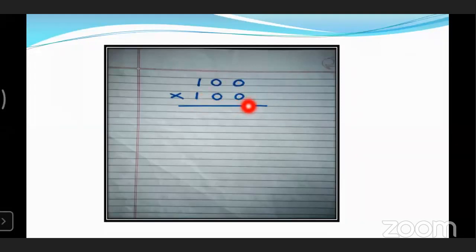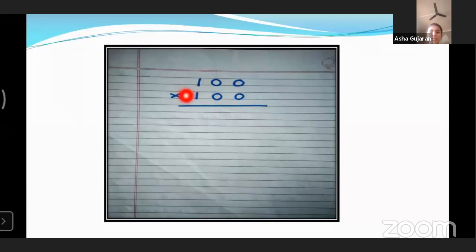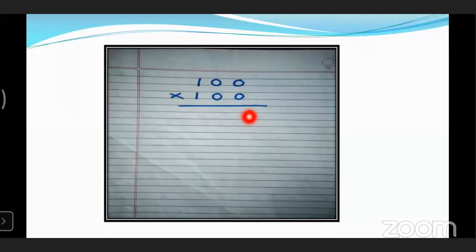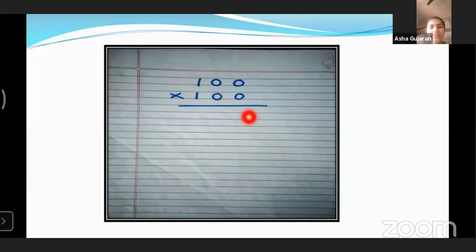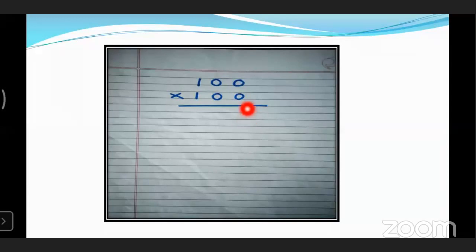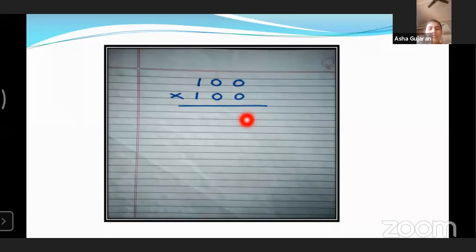100 multiplied by 100. Now, can you tell me the answer of this? It's very easy to find out the answer when we multiply by 100. Can you tell me the answer? No, wrong. Okay, very good. You tried it, but see the answer. Now, 0 multiplied by 0.